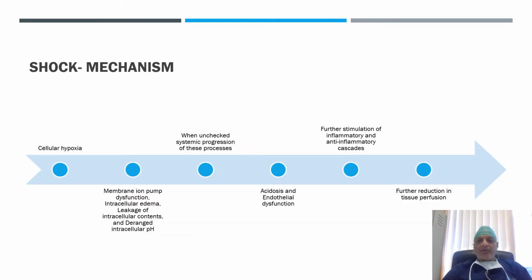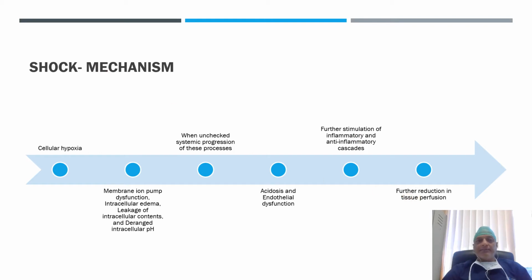So what happens when the patient develops cellular hypoxia due to shock state? It leads to dysfunction of the ion pump at the cellular membrane level, which leads to intracellular edema, leakage of the intracellular content into the extracellular space, and derangement of the intracellular pH. If this process remains unchecked, it leads to systemic progression, which in turn leads to acidosis and endothelial dysfunction, stimulation of the inflammatory and anti-inflammatory cascade, and further reduction in tissue perfusion and worsening of the shock state.